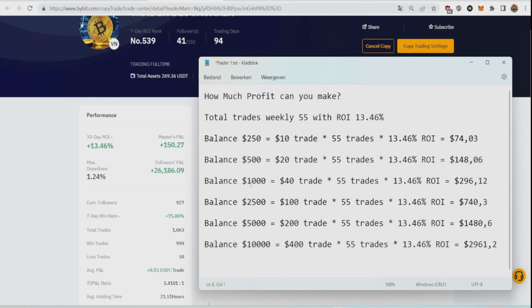If you would have a balance of $1,000 and you would do $40 trade times 55 trades times 13.46% would already be almost $300 in a week, guys. And if you would have a balance of 2,500, meaning you would do $100 a trade times 55 trades with a return of 13.46%, meaning you would make $740 a week. So basically, if you would have $2,000 in your balance, you would actually make already $500 a week.